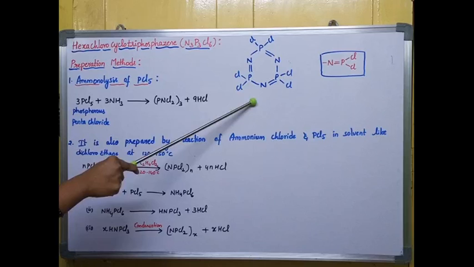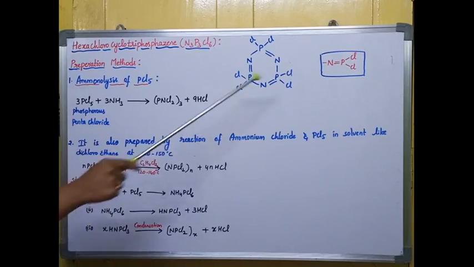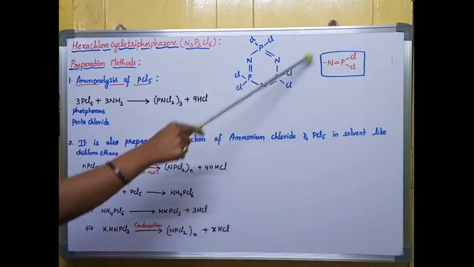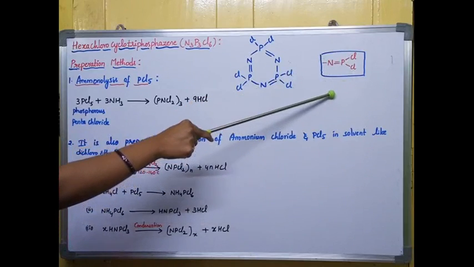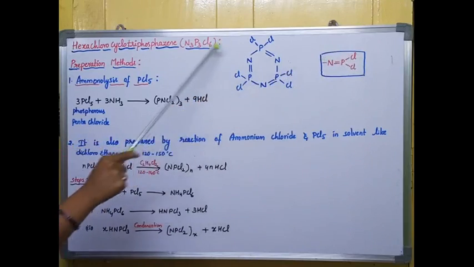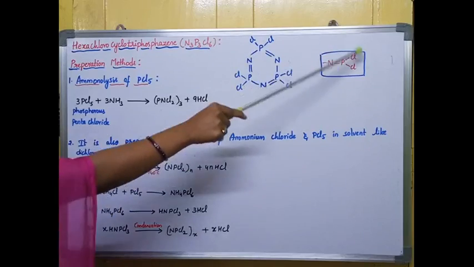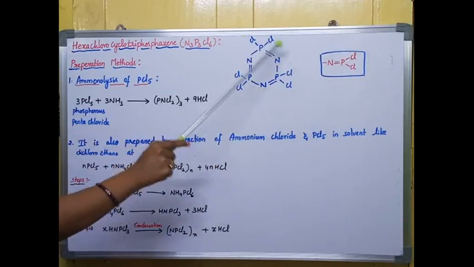It is having a hexagonal ring with 3 N=P units. I told you already it is having an N=PCl2 unit. In some cases it is indicated as an N=PR2 unit. Here we are taking the chlorine compound, so N=PCl2. So this particular unit is repeated 3 times.